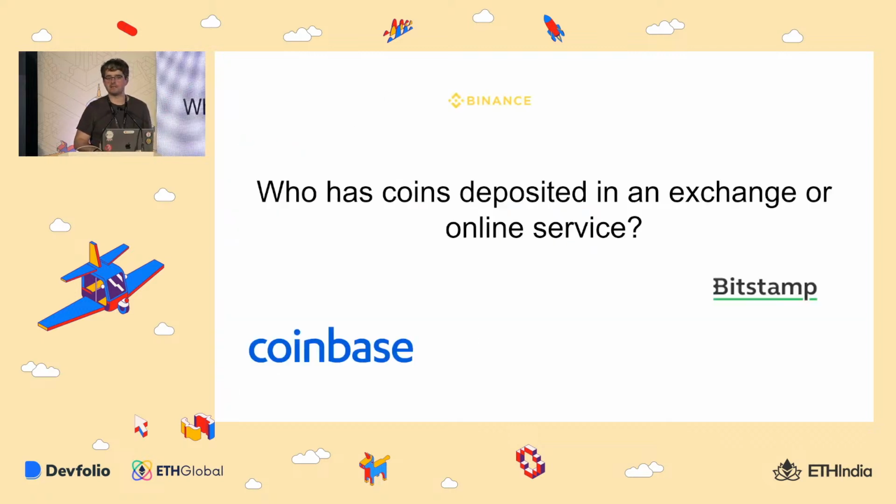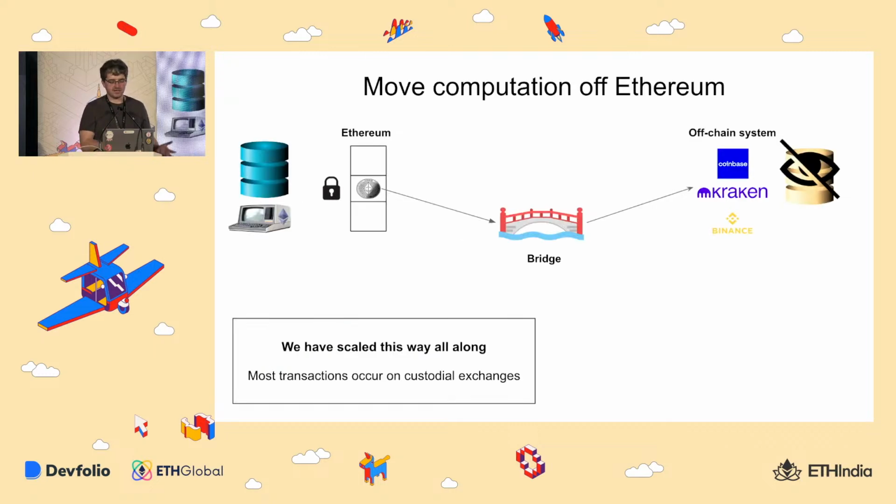So let me ask the audience. Who's ever used an exchange before? Who's used Binance, Coinbase, Bitstamp? There you go. We found the people who bought the shit coins. I'm only joking. But what's important is that this is how we've actually scaled the network for the past 14 years. You take your coins on Ethereum, you put them in this bridge, then they pop up on Coinbase, Kraken, Binance. You perform all your transactions there, then you bring your funds back. So this is actually how we've already scaled.